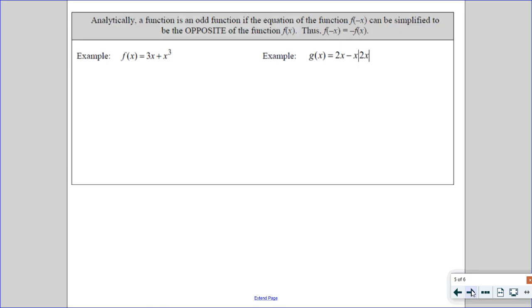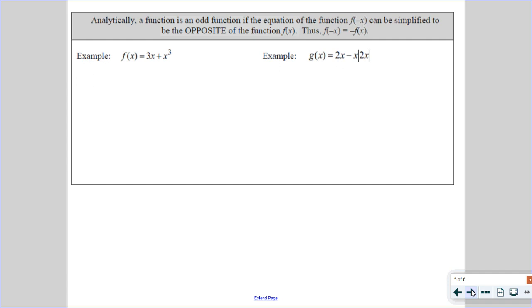Algebraically, we can tell if a function is an odd function, again, by replacing x with negative x, but this time, the equation would simplify to be the opposite of the original function. Okay, so that means that the sign of each term is going to be the opposite.